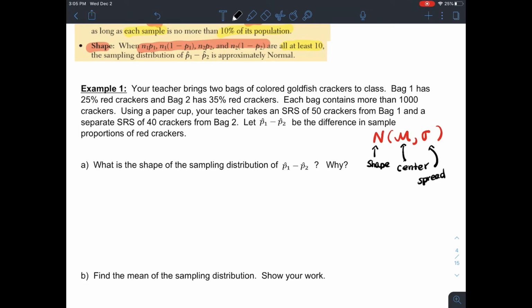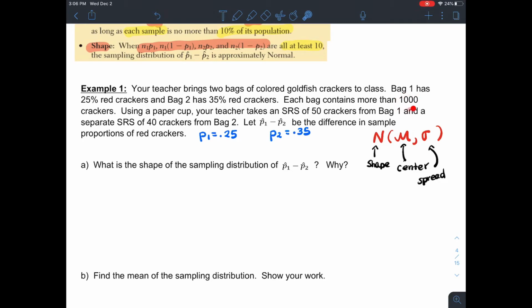And so the idea with this example, it says your teacher brings 2 bags of colored goldfish crackers to class. Bag 1 has 25% red crackers, and bag 2 has 35% red crackers. Okay, now these are not samples. This is actually sharing with you the population proportion. So we're going to say bag 1 is 25% red crackers. The proportion in bag 2 is 35%. Okay, each bag contains more than 1,000 crackers.